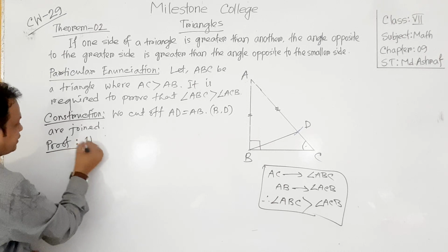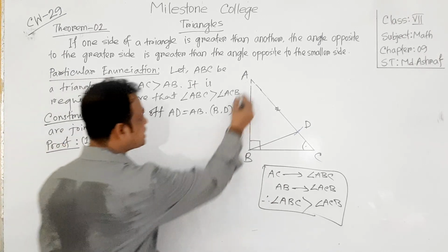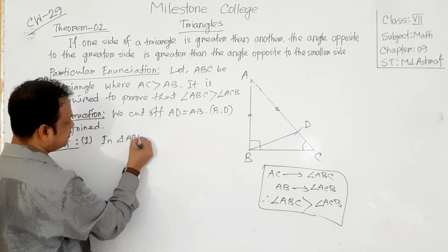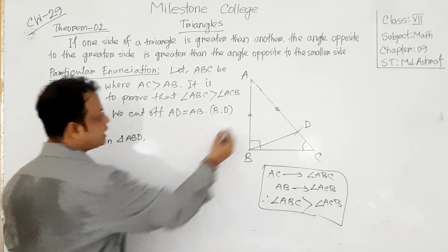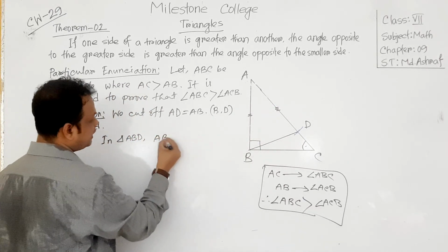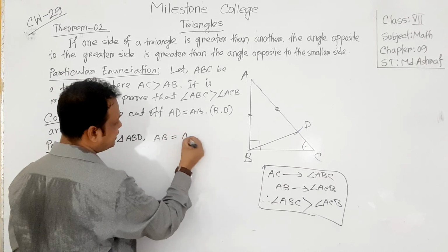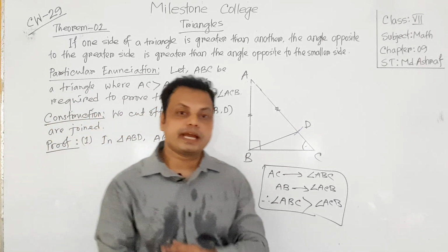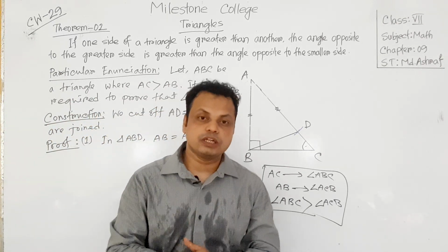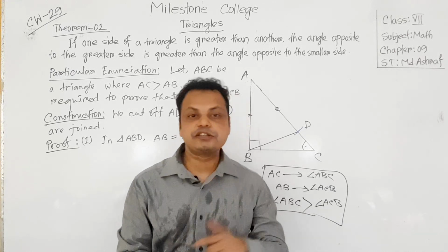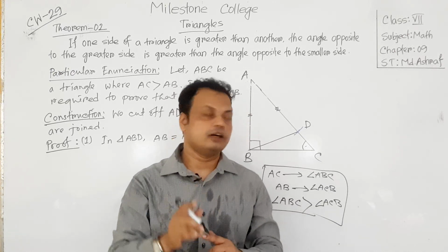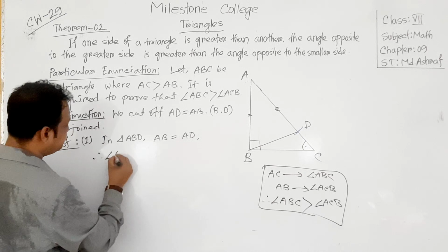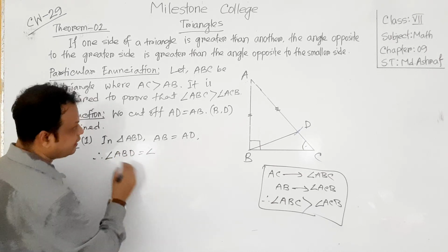Proof, first point. So this is the triangle ABD. In triangle ABD, AB equals to AD. So we know that if two sides of a triangle are equal, then it is called isosceles triangle, and the isosceles triangle's base angles will be equal. That means we can write, therefore angle ABD equals to angle ADB.